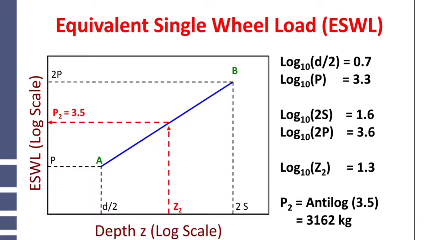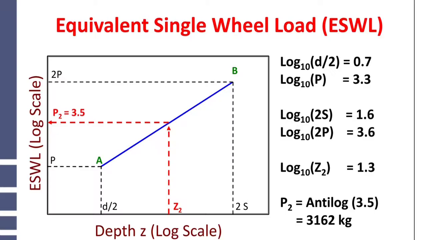Or if you are taking a normal graph, then before putting values on the graph you need to take log to the base 10. Log of d by 2 is 0.7. Similarly, log P, log 2044, is 3.3, so both values you will mark on a normal graph as point A. Similarly, log of 2S and log of 2P you will mark on the normal graph as point B, and join.